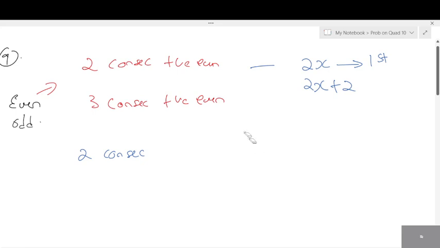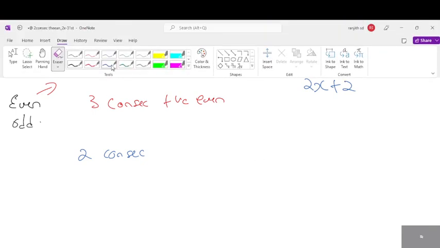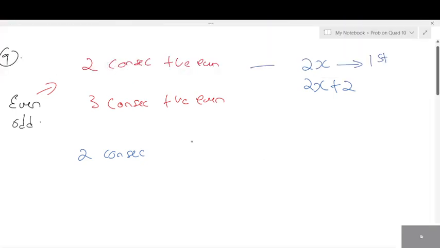Two consecutive odd numbers. Not natural, odd numbers. So this is for even numbers, students: x plus 2. For odd numbers, you just take x as the first value, x plus 2 as the second value.